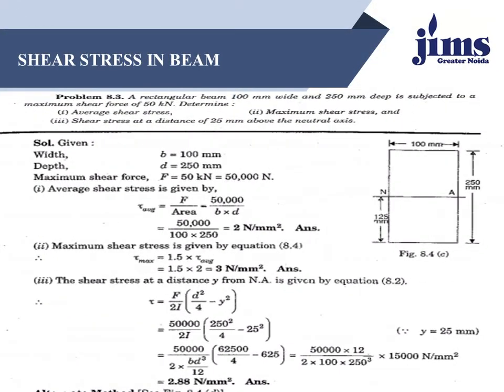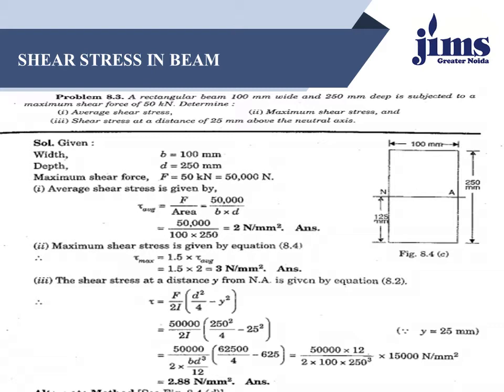So, this is the first problem. A rectangular beam 100 millimeter wide and 250 millimeter deep is subjected to a maximum shear force of 50 kilonewton. Determine the average shear stress, and the maximum shear stress at the distance of 25 millimeter above from the neutral axis. So this is a problem which is related to rectangular cross section.